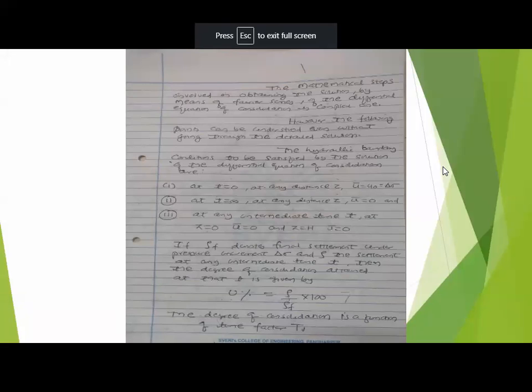Now, we solved the differential equation, that is Terzaghi's theory of one-dimensional consolidation. The mathematical steps involved in obtaining the solution by means of Fourier series of the differential equation of consolidation are complex. Of course, this is not at all in your syllabus. However, the following points should be understood even without going through the detailed solution. The detailed Fourier solution is not important, but certain things you should know.